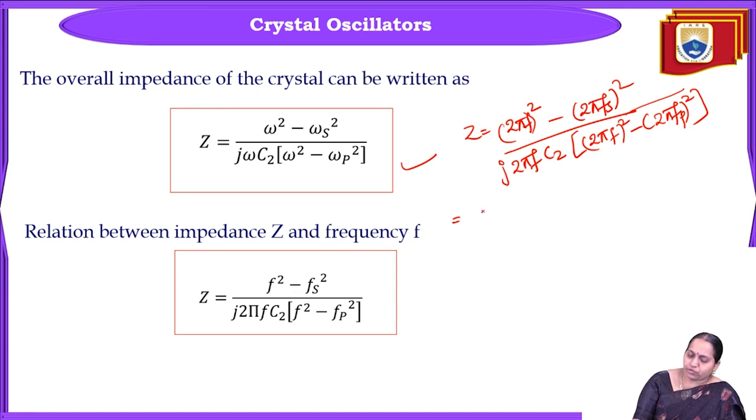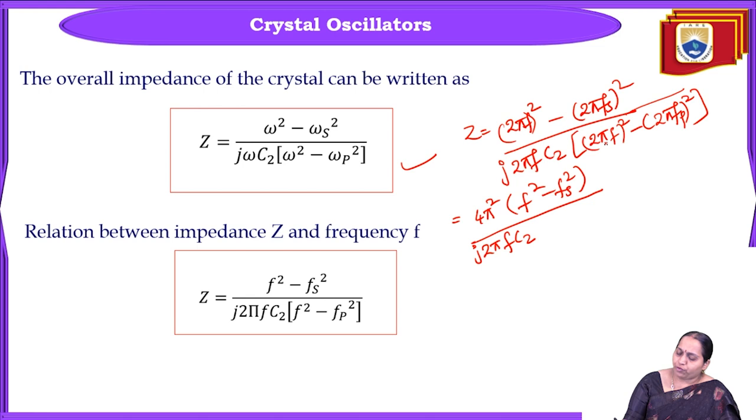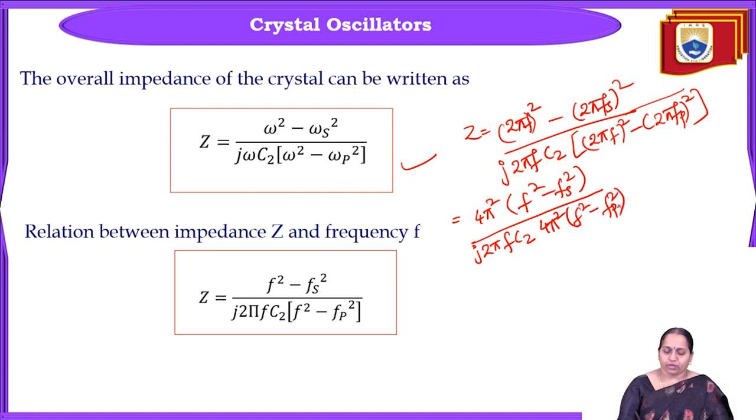4 pi square f square. So here you'll have 4 pi square common, and it is f square minus fs square divided by j 2 pi f C2. Here also you'll have 4 pi square common. So you'll get 4 pi square into f square minus fp square. Okay. So now this 4 pi square and 4 pi square get cancelled. Finally, you're left with Z is equal to (f square minus fs square) by j 2 pi f C2 into (f square minus fp square). This is how impedance is related to frequency of a crystal.